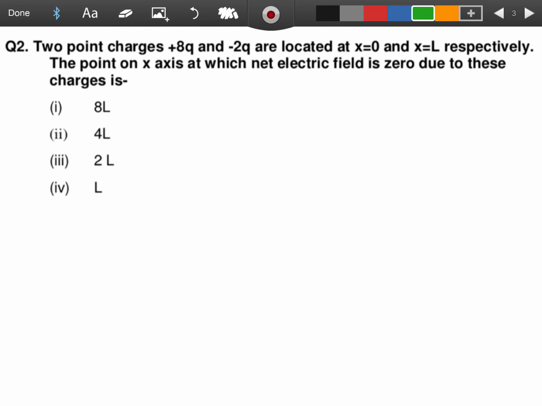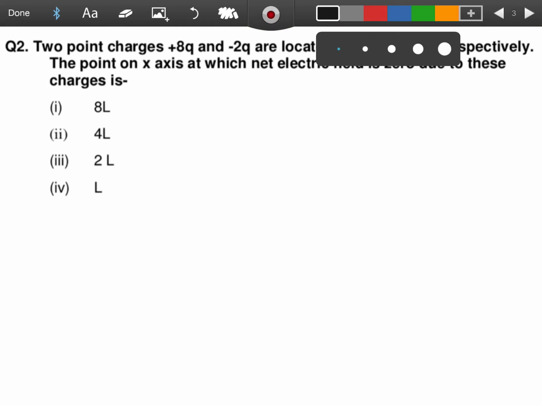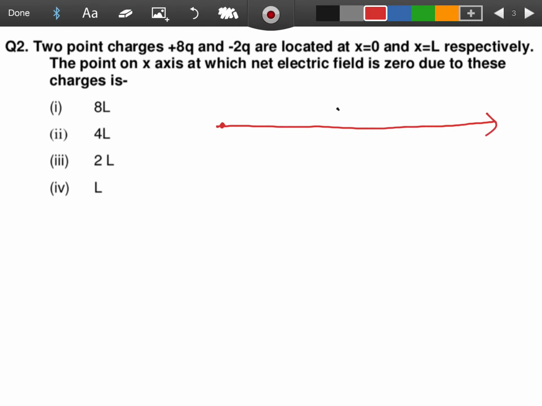Next, we will go to the second question. Two point charges plus 8q and minus 2q are located at x equals 0 and x equals L respectively. The point on the x axis at which the net electric field is 0 due to these charges is. Now let us draw an x axis. So this is the x axis. This is the origin. Now let us suppose this is L distance.